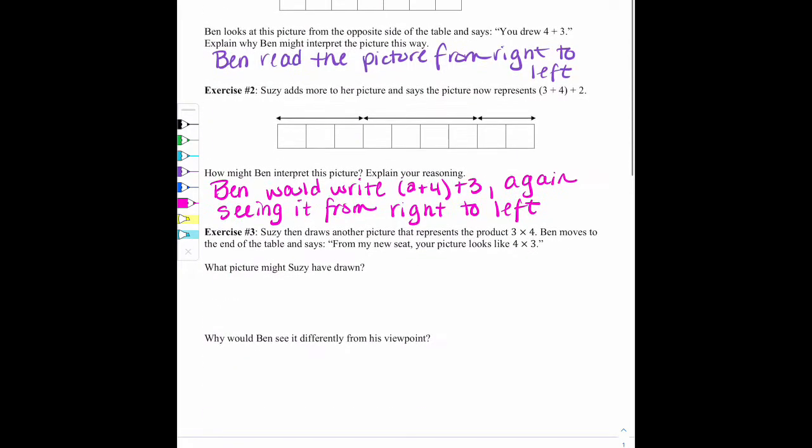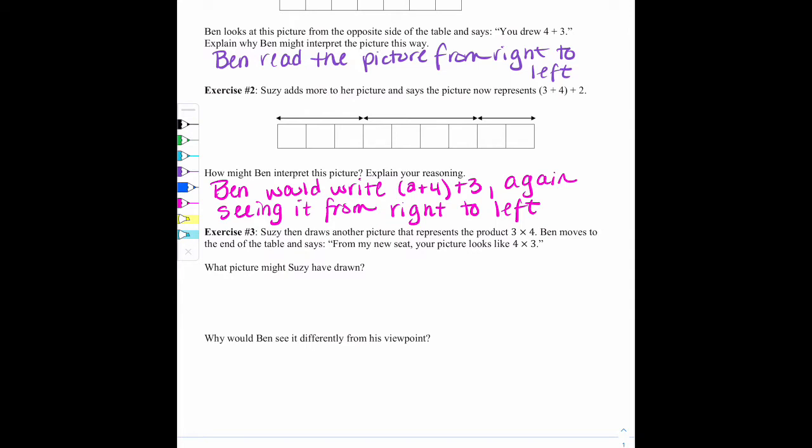Now in exercise 3, we're moving from something that would be explained using sum to now things having to do with product. So in exercise 3, it says Susie then draws another picture that represents the product 3 times 4. Ben moves to the end of the table and says, from my new seat, your picture looks like 4 times 3. So we're gonna draw what Susie might have drawn and what we think Ben might have drawn from a different viewpoint.